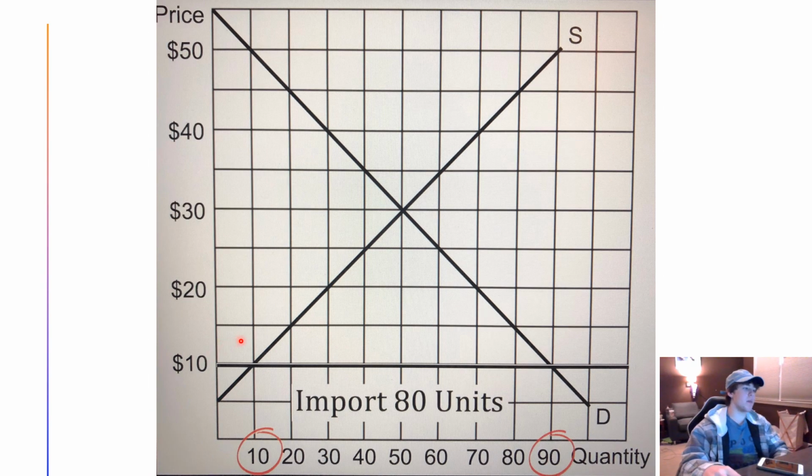So the new domestic equilibrium is 10 units, so they're only going to buy 10 units domestically now, but their total demand is still 90 units. So in order to meet that full demand, they're going to have to import 80 more units.